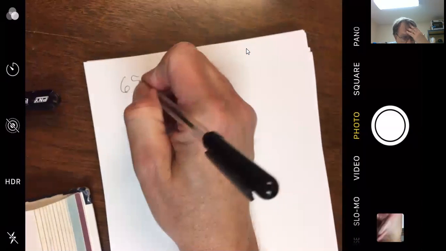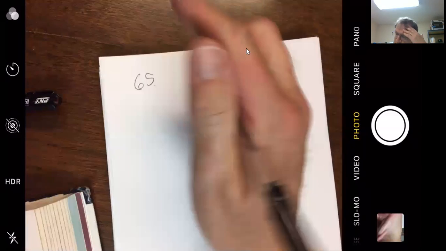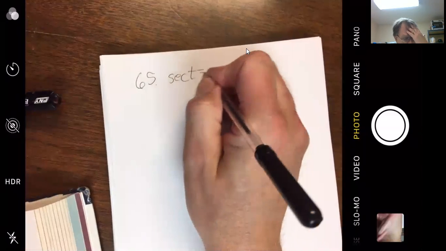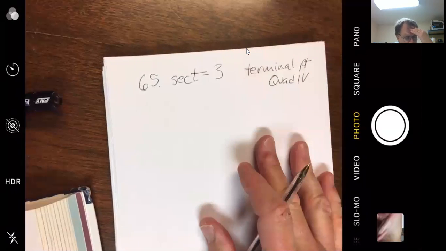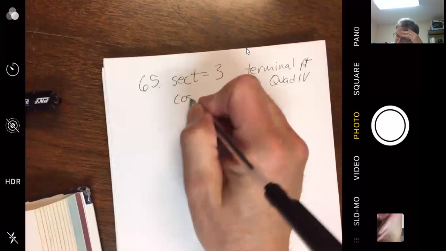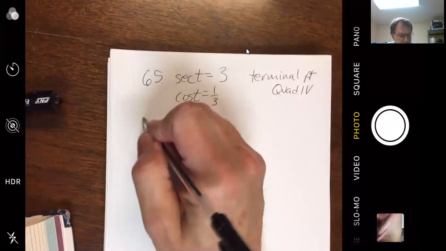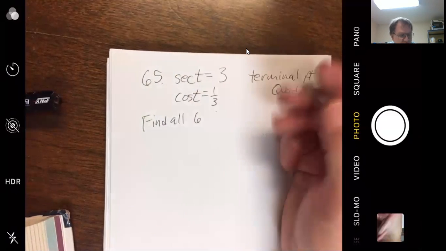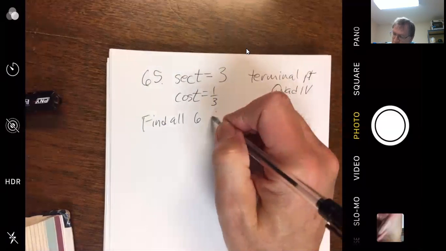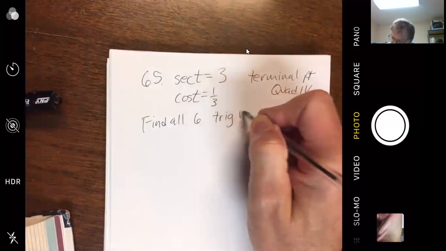How about one like 65? Secant of t equals 3, terminal point, quadrant 4. This means cosine of t is 1/3. Find all 6 trig values. It doesn't say all 6, but values of the trig functions. So there's 6 of them.